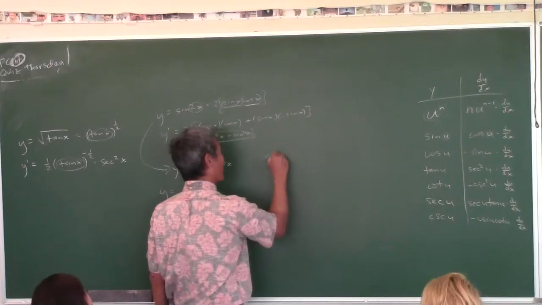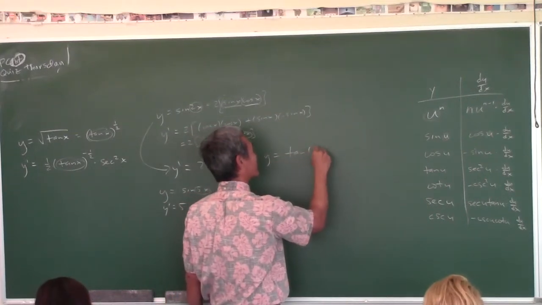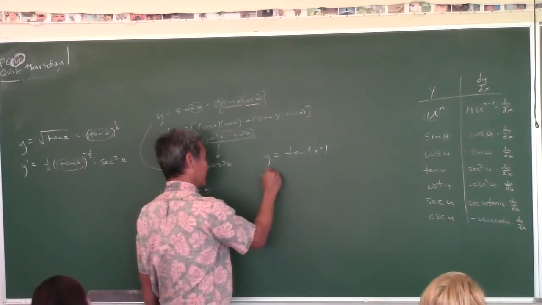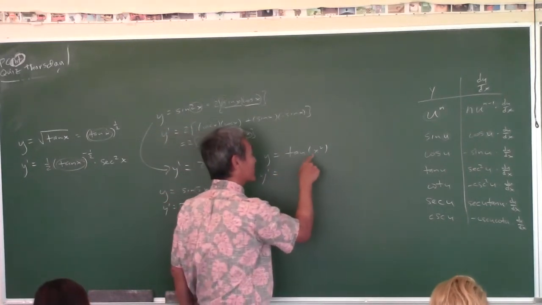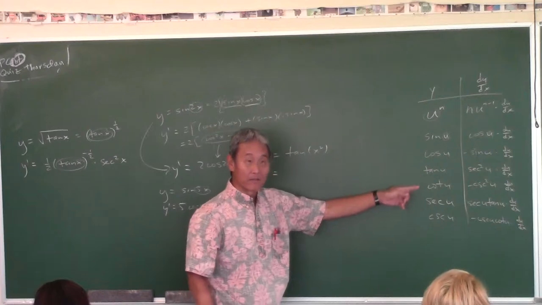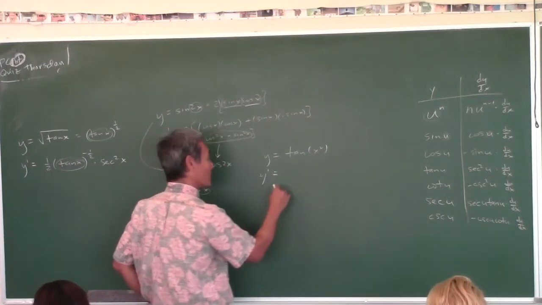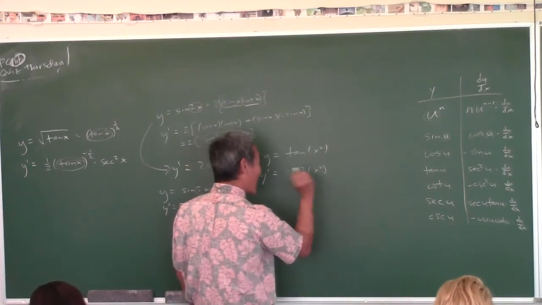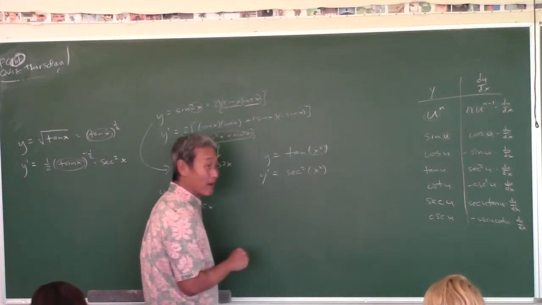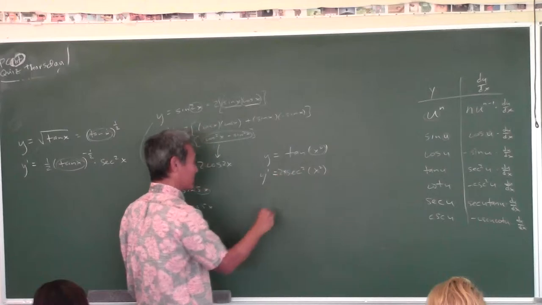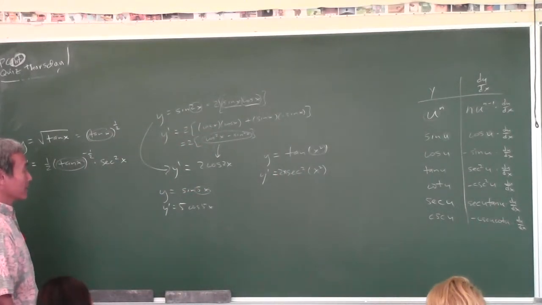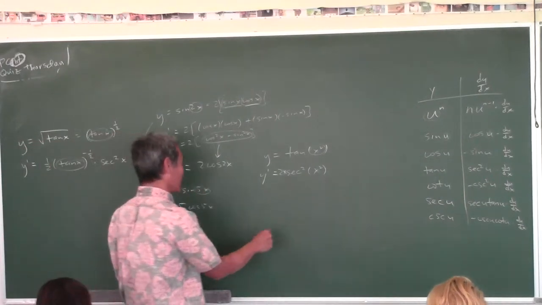Okay, let's keep looking at more examples. What if you have tangent of x squared? Well, what do I see? I see tangent box. It's this one right here, right? What's the derivative of tangent box? Secant squared box times the derivative of the box, 2x. Please put it in the front. Write the coefficients going in front. See, this is nonsense. This is easy.